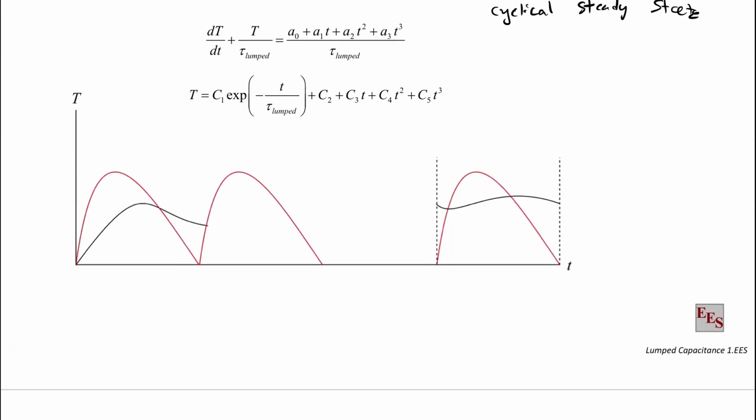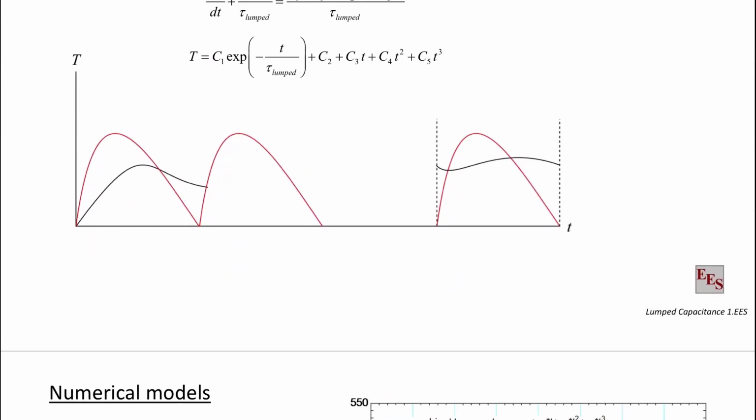We would say the following. The boundary condition is T at t equals 0 has to equal T at t equals, what we would call t cycle. That makes sense. When we actually write it out, what's our temperature at t equals 0? It would be C1 exponential of 0, so it just ends up being C1 plus C2.